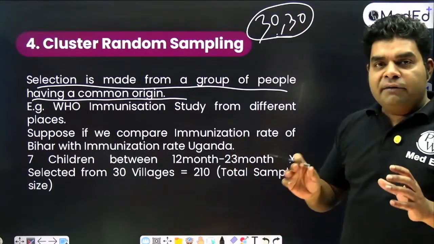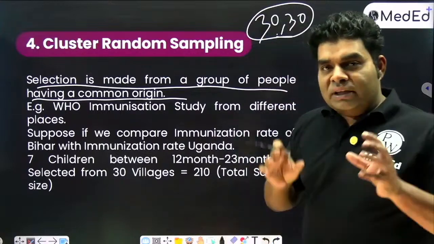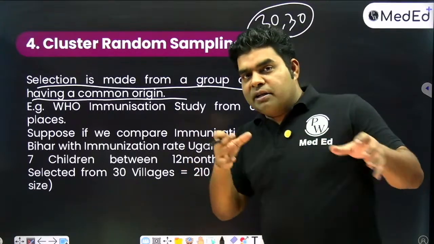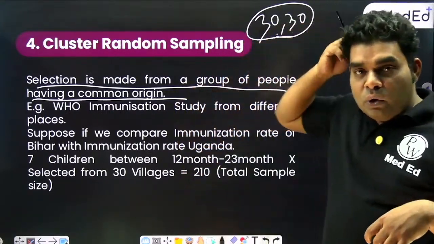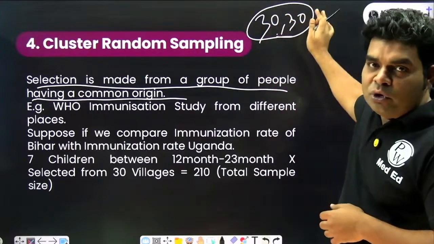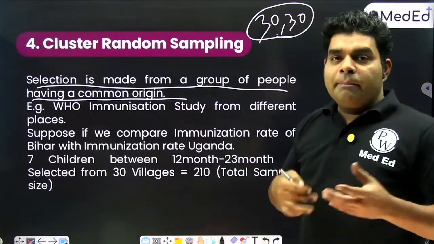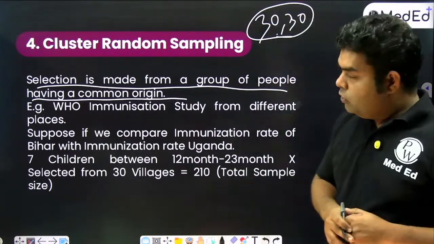I have chosen these 30 people from different states. So these 30 are a cluster because all these 30 were of common origin. So I will go to Jammu and Kashmir, choose 30 people, go to Bihar, choose 30 people, and compare the data between these two states. So this is a simple example of cluster random.